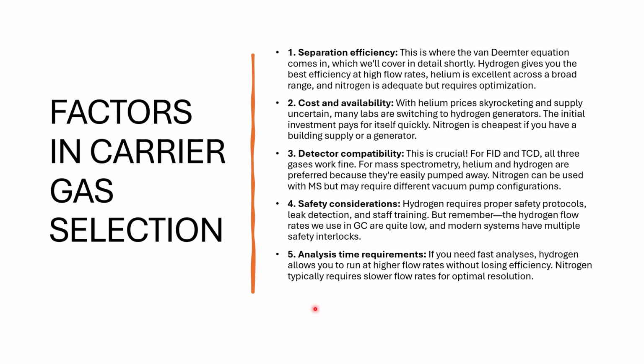Now coming to the fifth factor, that is analysis time requirement. If you need fast analysis, hydrogen allows you to run at higher flow rates without losing efficiency. Nitrogen typically requires a slower flow rate for optimal resolution. So here's a quick pro tip. If you're switching carrier gases, you'll need to re-optimize your method. So don't just change the gas and expect the same result.